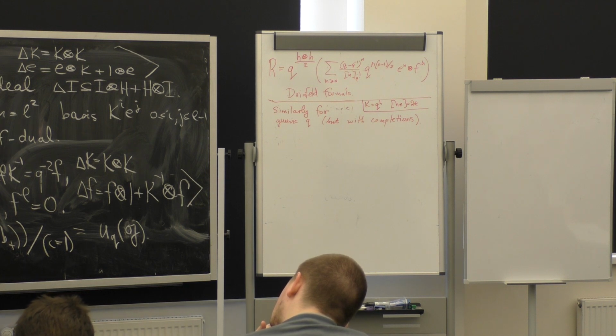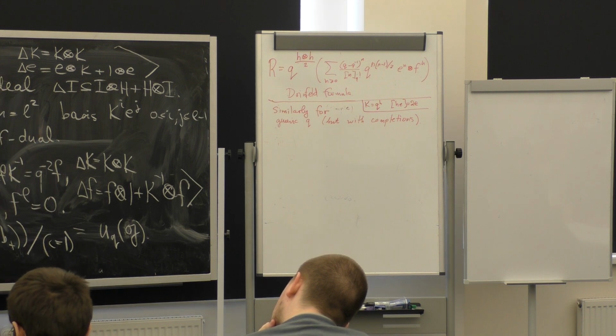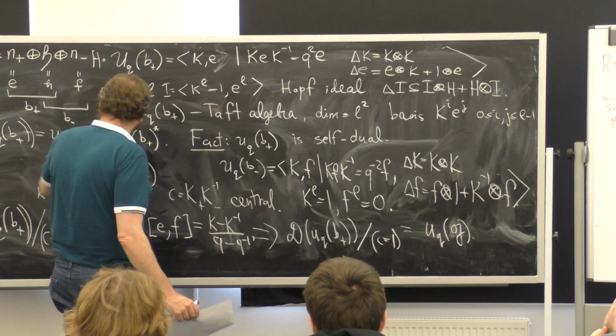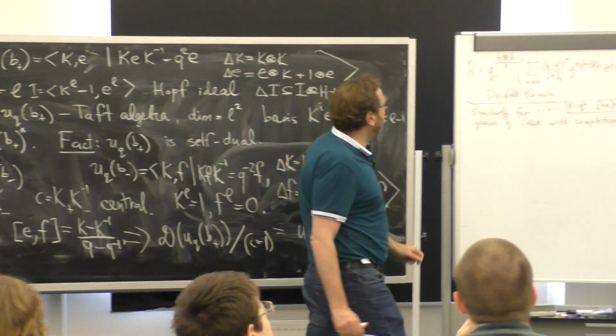And then you quotient it by c equals 1, and you will still have this relation, and you will still get the quantum SL2. So as long as you are careful with completions here and take a restricted version of this product, you will get the usual quantum SL2.